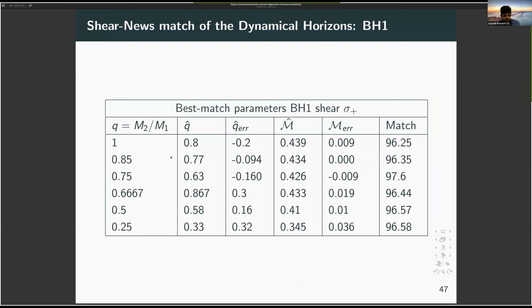And these were done for a handful of binary black hole mergers with different mass ratios. And we showed that one can recover the parameters of the system using not the News or the strain, but actually the shear at the dynamical horizon. And the match between them is quite good. It's above 96%.